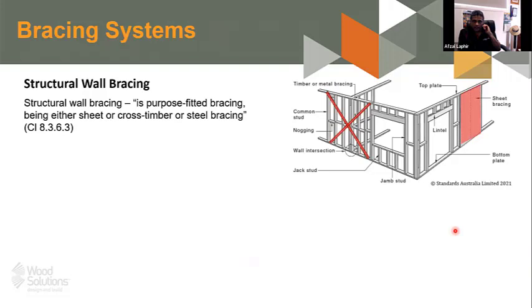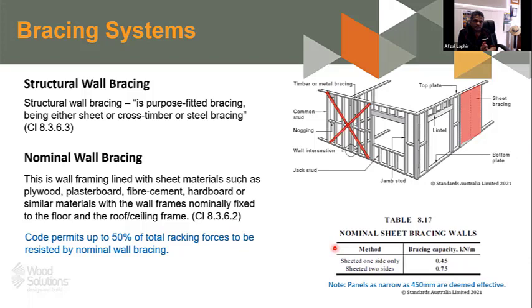So what are the bracing systems that are available in AS 1684? Now the code states, horizontal racking forces shall be resisted by a combination of structural wall bracing, which are the cross braces, sheet bracing, etc., and also nominal wall bracing. Now, just talking about nominal wall bracing, again, it's something that we tend to ignore. If you want to optimize your design, you have every right to use the capability of nominal bracing. Yes, we know the capacities are not much, but the code allows up to 50% of your racking forces to be resisted by nominal bracing.